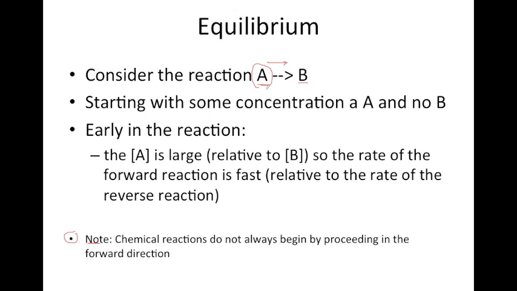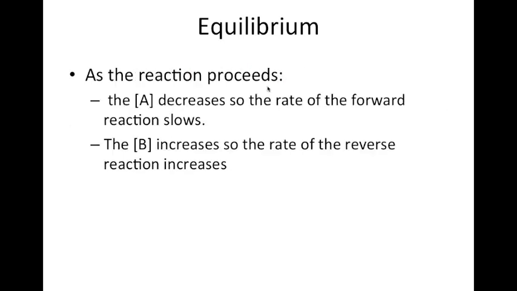Okay? So remember, collision theory tells us, in general, the higher the concentration, the more likely a collision is. And so the more likely that reaction is to occur, and therefore the faster the rate. Okay, so initially we have a fast forward reaction, and the rate of the reverse reaction is 0.